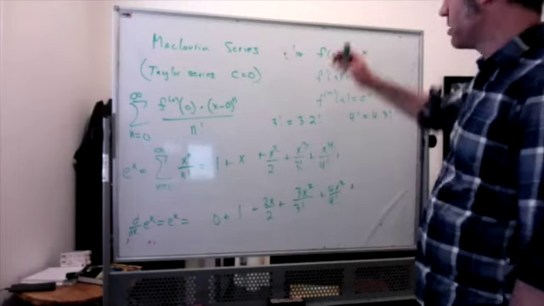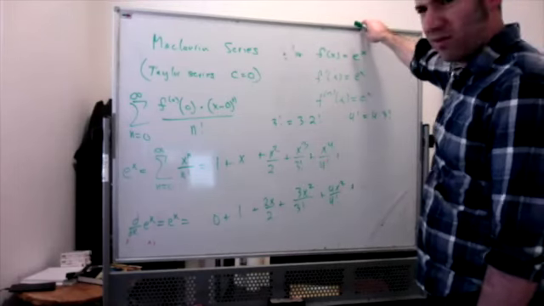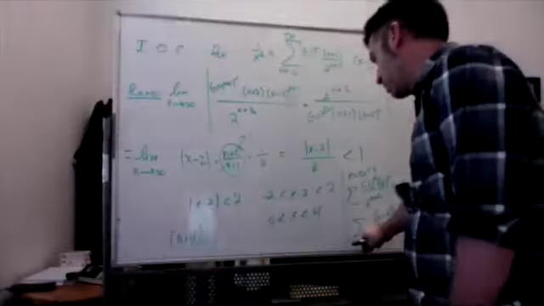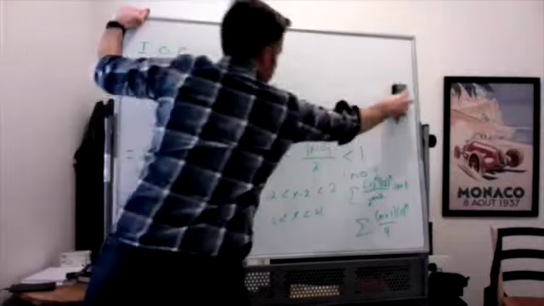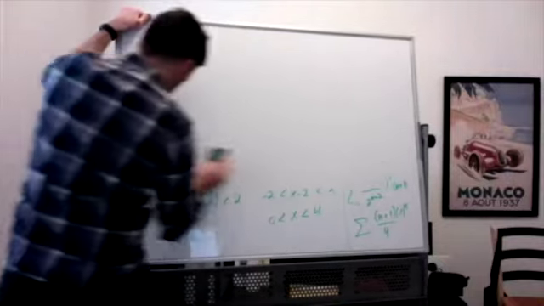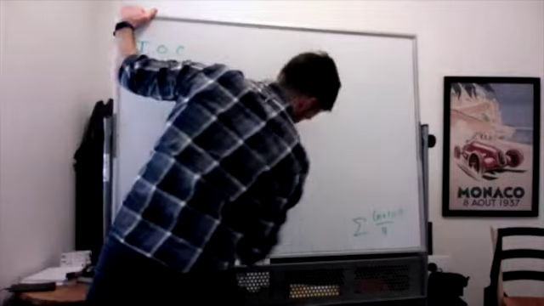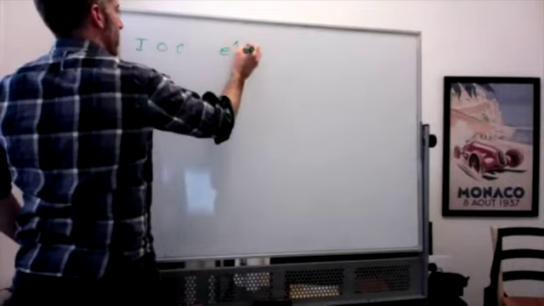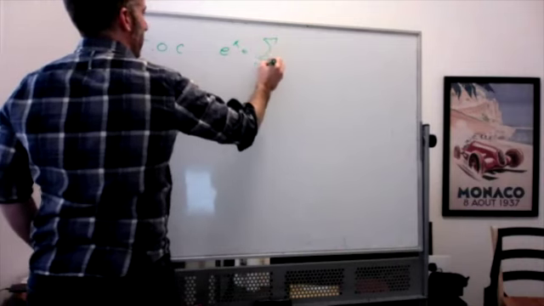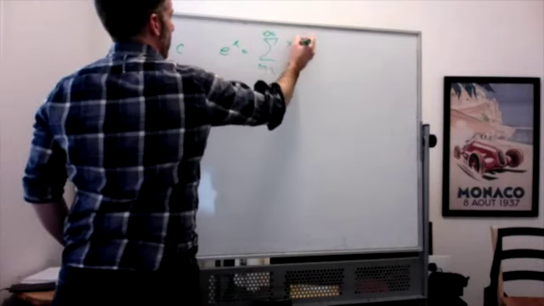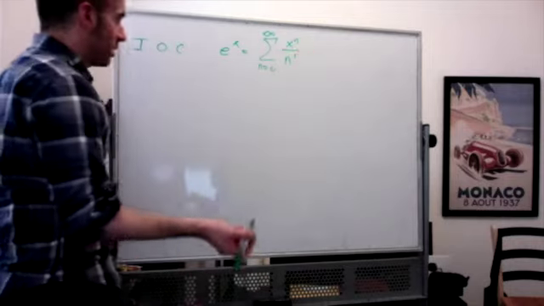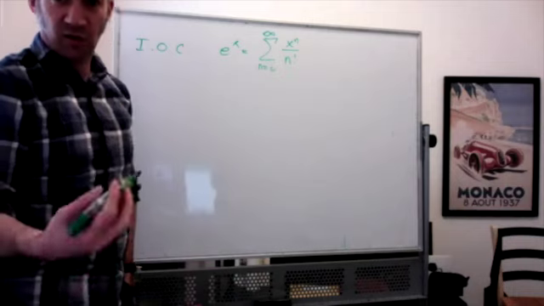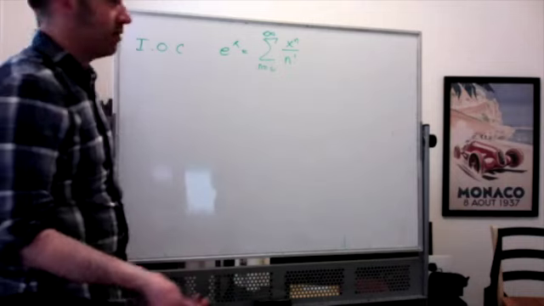Interval of convergence. I feel like we did this one before, but we can certainly check it. So interval of convergence for e to the x equal to the sum from n equals 0 to infinity of x to the n over n factorial. The Maclaurin series centered at 0. I shouldn't have to say centered at 0 if I'm saying Maclaurin series. Maclaurin series implies you're centered at 0.